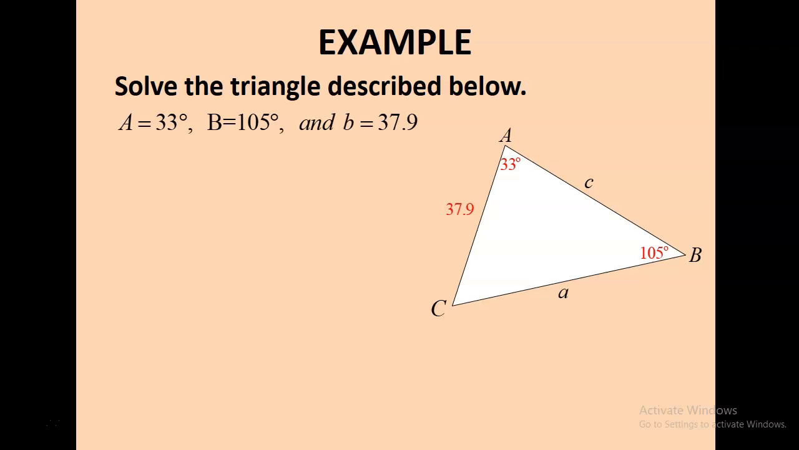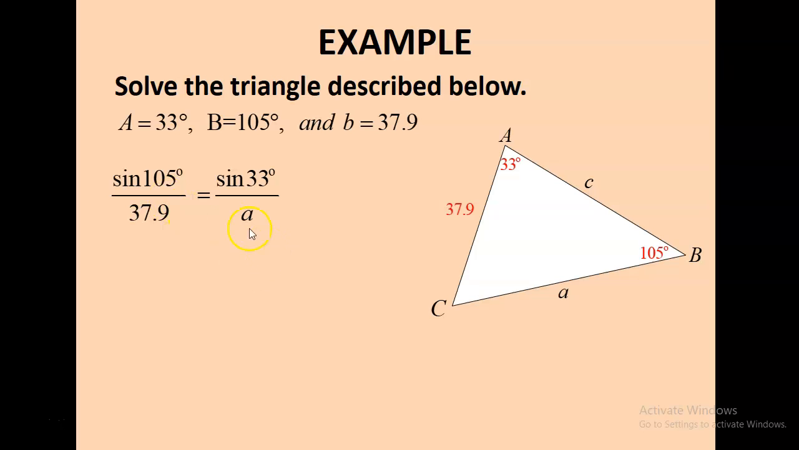So we can see that we have an angle B and its opposite side across from it. So we're going to use that relationship, and we're going to say sine of 105 degrees over 37.9. And we're going to use it to find side A, since I have angle A. Angle A is 33 degrees, and we're going to look for its side. So we'll say that is equal to the sine of 33 degrees over the length of side A.